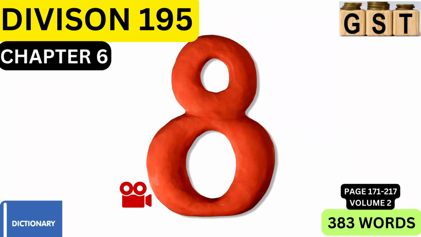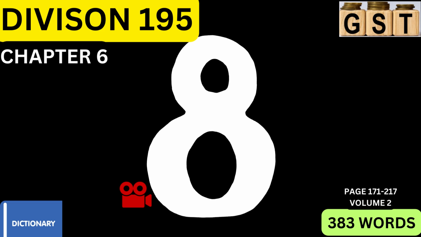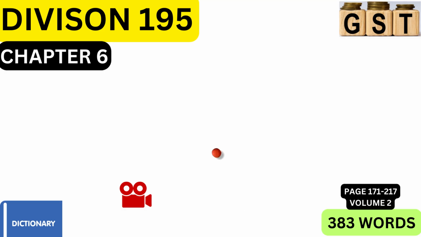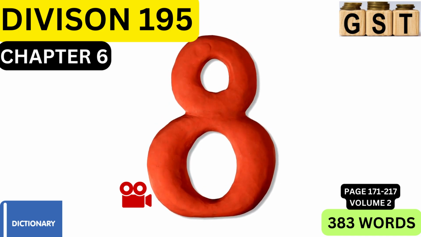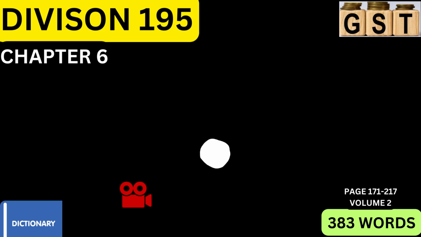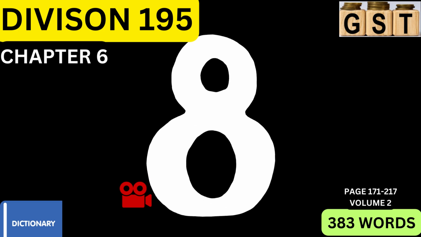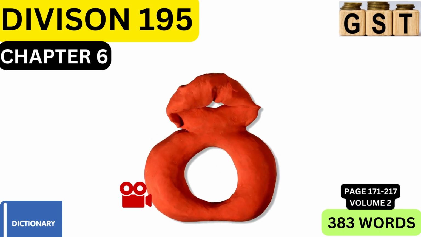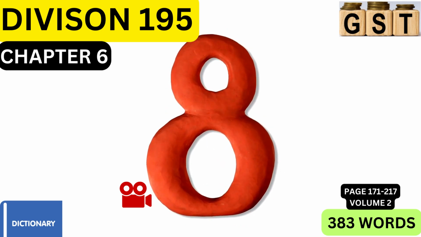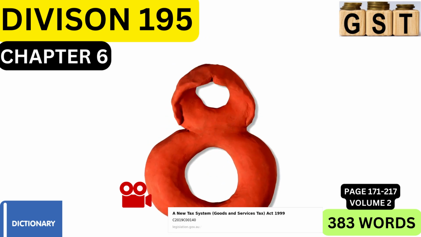In this video we will discuss Division 195 from Chapter 6 Volume 2 of GST Act 1999. This section of GST Act is Dictionary of this Act. GST Dictionary has about 383 words in total on April 11, 2023. Word count is subject to change in future. Please find this section in Volume 2 of Chapter 6 of GST Act 1999 from pages 171 to 217.